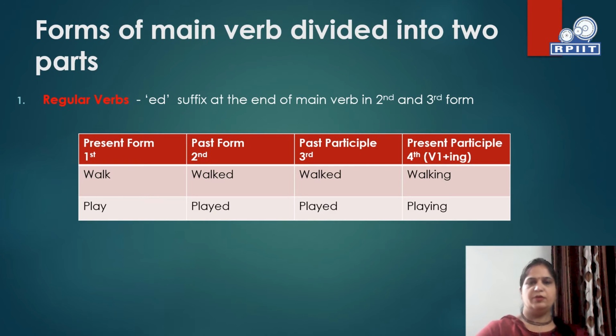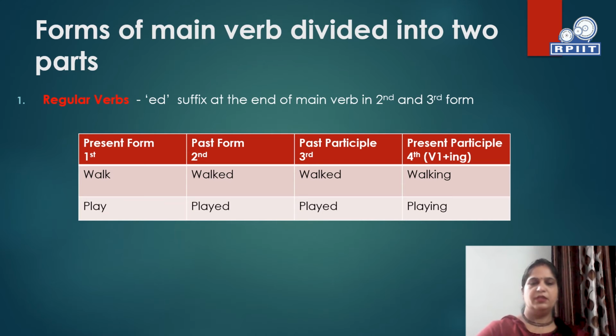Forms of main verb are divided into two parts. The first one is regular verb. We simply add ed to main verb, the ed suffix at the end of main verb in second and third form. Like we will take the example walk. The second form will be walked, third form will be walked, and the fourth form, present participle, will be first form plus ing, that is walking. The other example is play: second form played, third form played, the fourth form present participle will be first form of verb plus ing, that is playing.